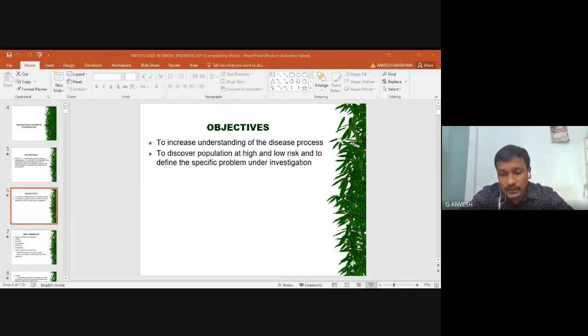Last time I gave an example that you are appointed as a medical officer and you want to do some planning program, so you'll frame some planning process. Likewise, if you want to investigate a disease in a group of population, consider periodontal disease or dental caries or oral cancer. You want to know the situation or the number of people affected with the disease.